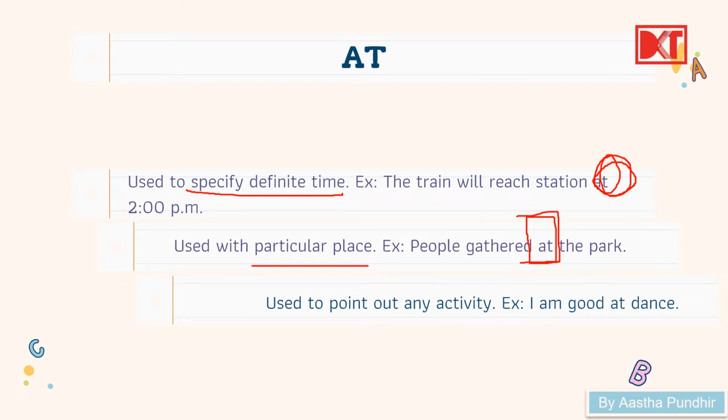Here, used to point out any activity. For example, I am good at dance. At.